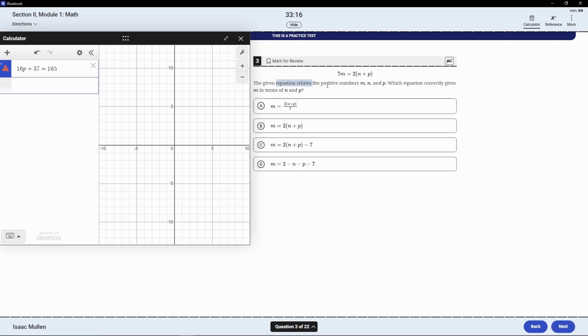In the given equation, 7m = 2(n + p), the positive numbers n and p, m and n and p, which equation correctly gives m in terms of n and p. So right now we just have to rearrange the equation to get m on one side. You put m on one side, right? So we see 7m is equal to 2(n + p), where this is multiplication. To get this 7 on the other side, we're going to have to divide both sides by 7. This cancels out, causing m to equal 2 times (n + p) over 7. So it's A.